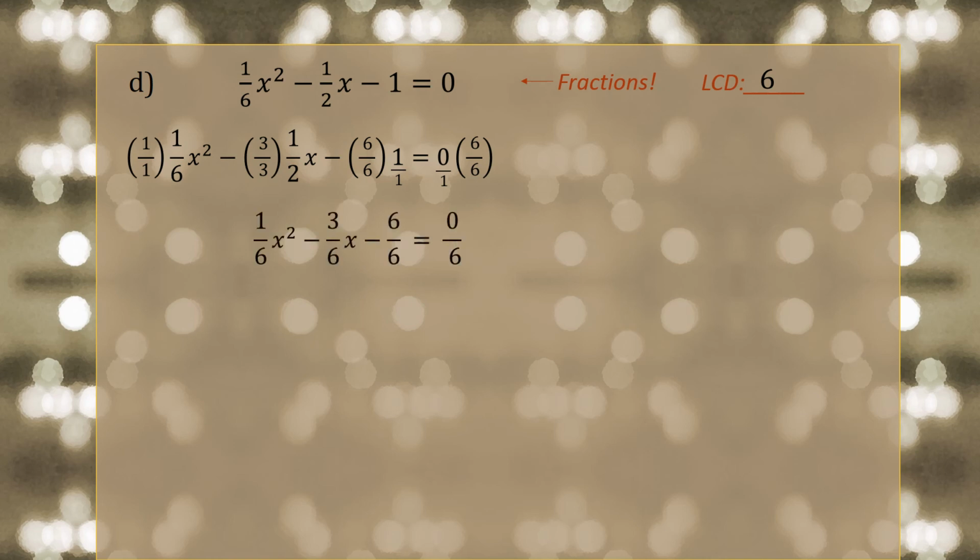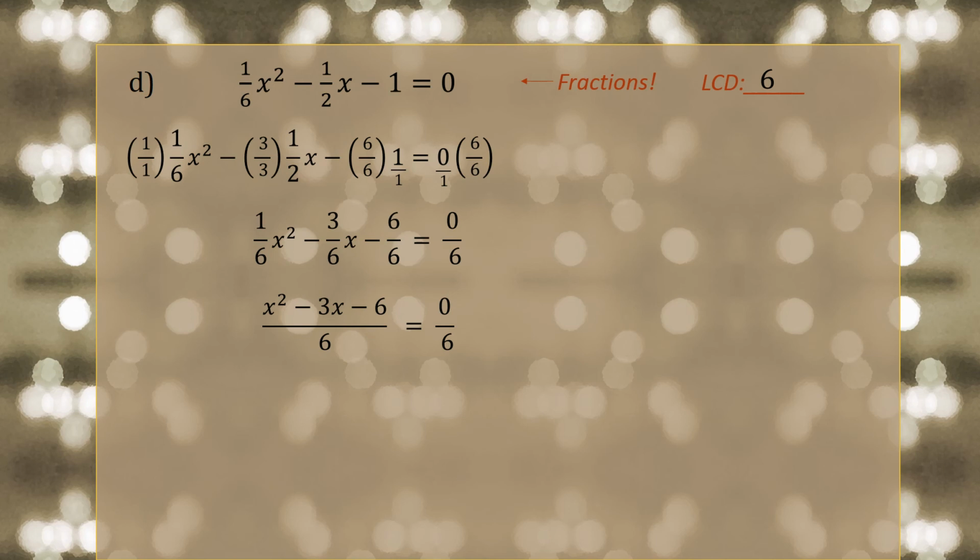Your first term remains a 1/6 x squared. Your second term now becomes 3 over 6 x. Your constant now is 6 over 6, and it should all equal 0 over 6. Now on the left side of the equation, notice all three fractions have a denominator of 6, which means I can now combine it all together as a single fraction, which means it's now going to look like x squared minus 3x minus 6 all over 6 equals 0 over 6.